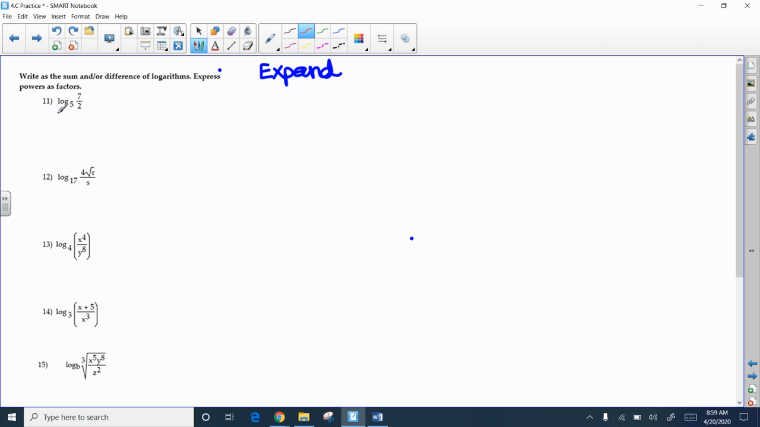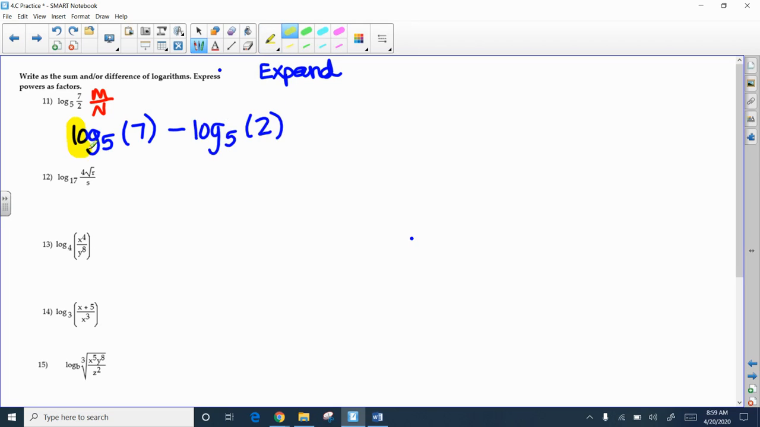This one, number 11, is in the form right now, log base 5 of m divided by n. So the 7 is the m and the 2 is the n. So when I rewrite it, I can rewrite this into 2 logarithms. It's going to stay log base 5, but it's going to be log base b of m minus log base b of n. So my first one will be log base 5 of 7, that's the m, minus log base 5 of 2, which is the n. And that's our expanded expression there.